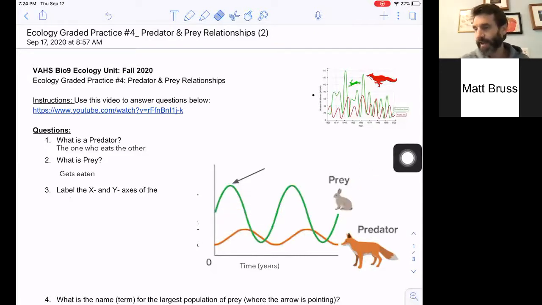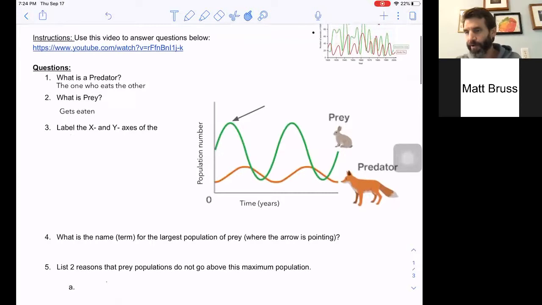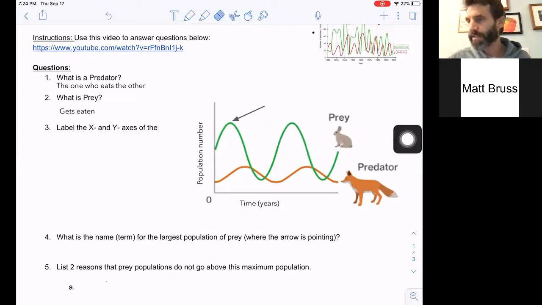And what we saw was that on the X-axis, that is time in years. And we talked about if time is in a graph, it's always on the X-axis, right? Because it's the independent variable. And on the Y-axis, what we're talking about is population number. We talked about what the term is for the largest population of prey. So we see up at these little peaks, that's where the prey population is the largest. And we call that spot the carrying capacity. It reflects the carrying capacity of that ecosystem.